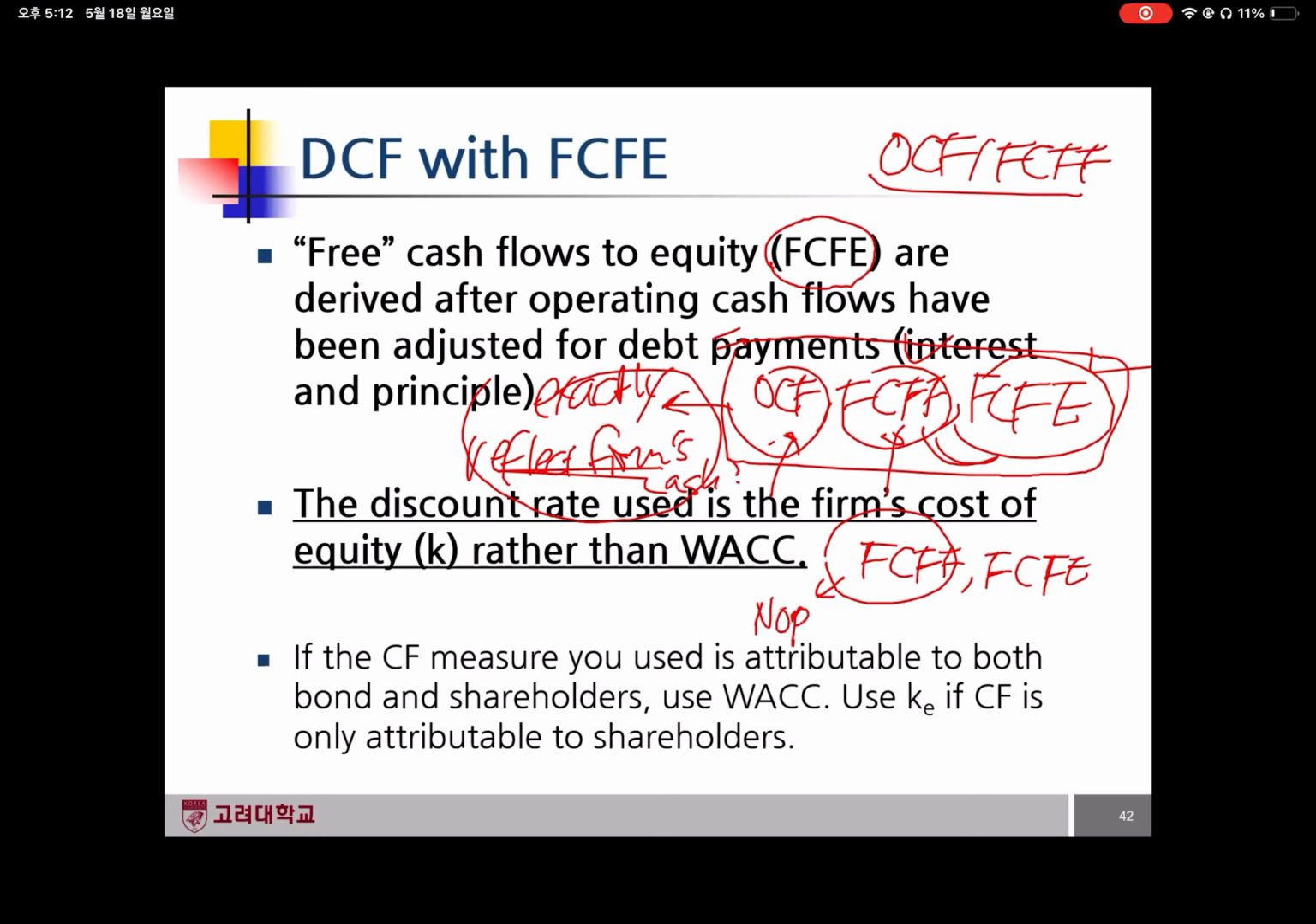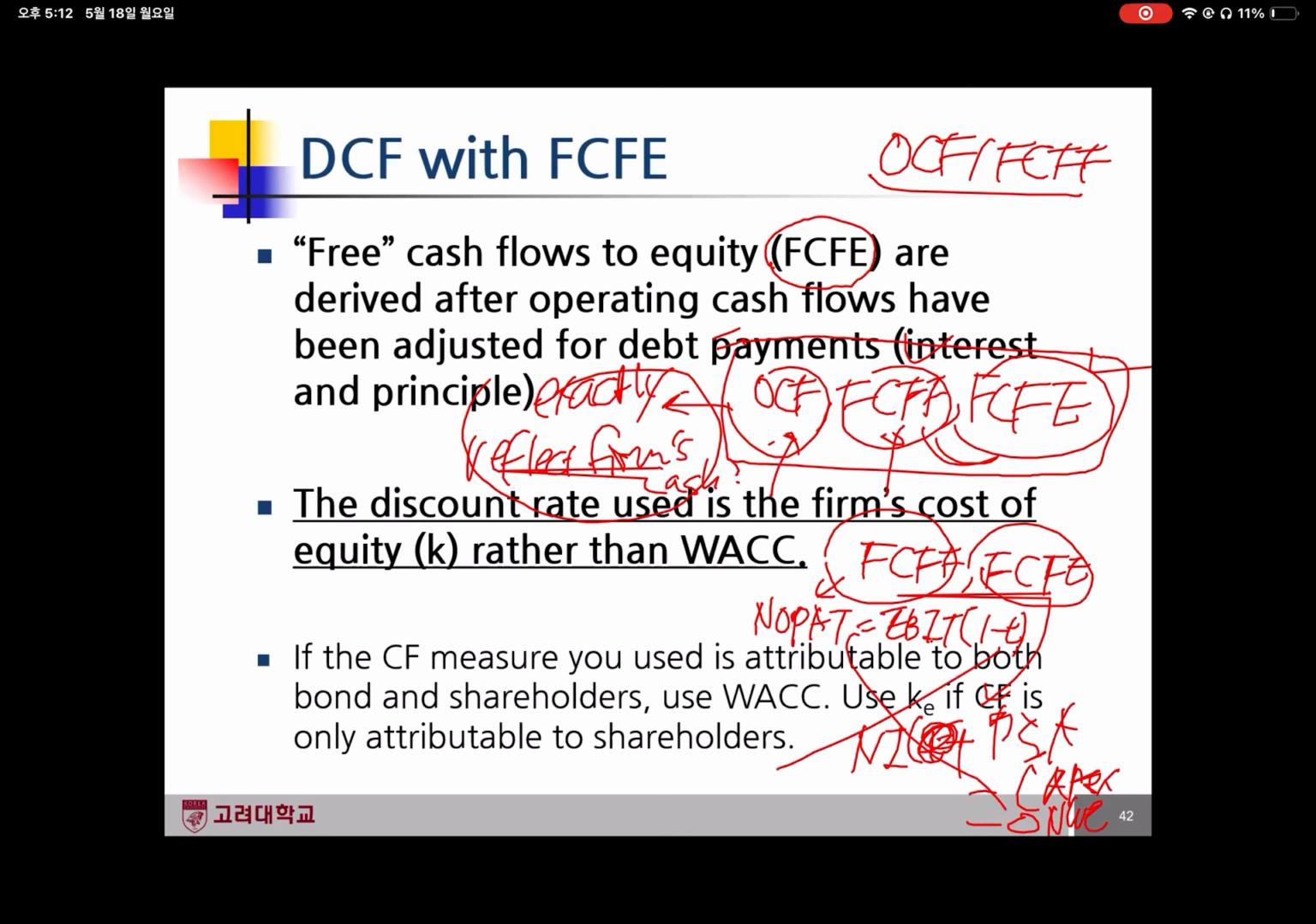It's called net operating profit after tax, which is earnings before interest and taxes times 1 minus tax rate. While free cash flow to equity starts with a net income measure plus non-cash expenses. You have to add back the non-cash expenses such as D&A, and minus capex, and what else? Increases in net working capital. So this is not important here.